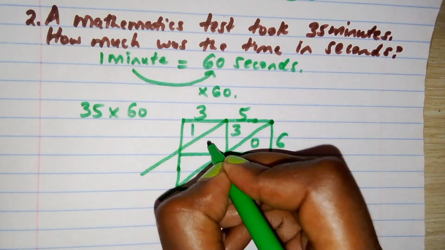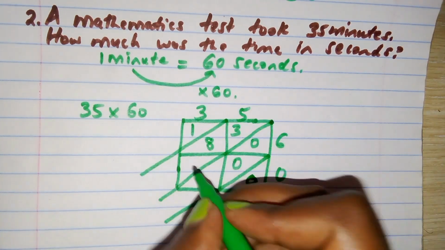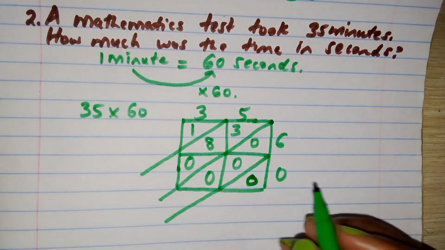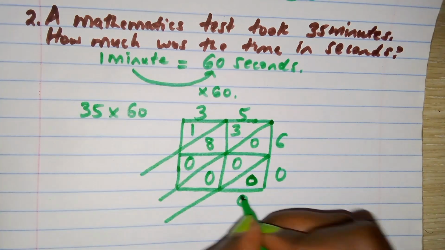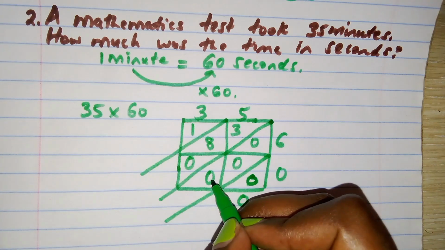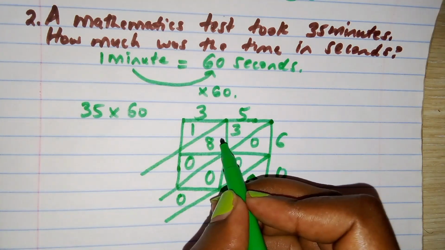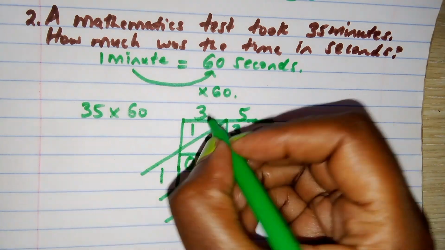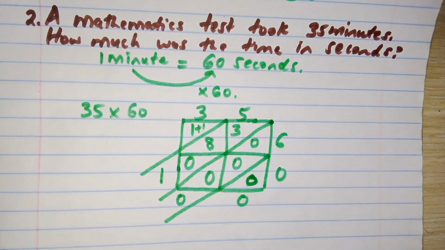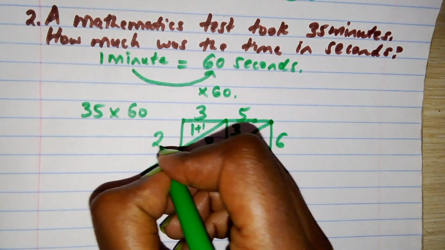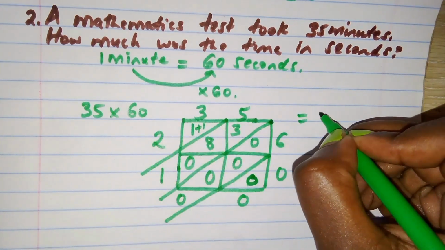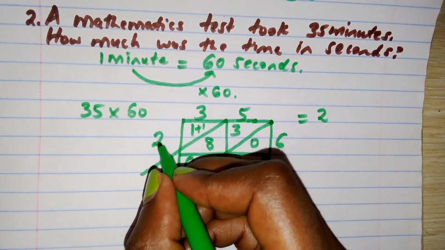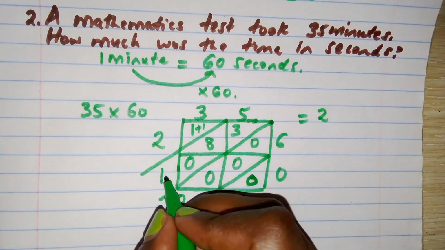Then 3 times 6 is 18. 3 times 0 is again 0. So here we have 0, 0 plus 0 plus 0, 0. 8 plus 3 is 11. So we put 1 here, and the other one we add it over there. So 1 plus 1 is 2. And therefore the answer would be 2. So we're writing all these numbers on the side. 2100 seconds.